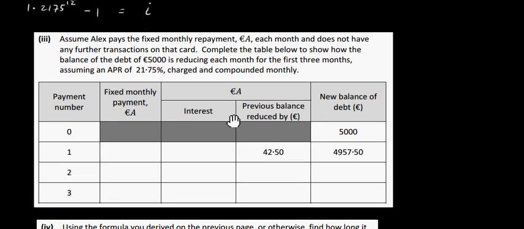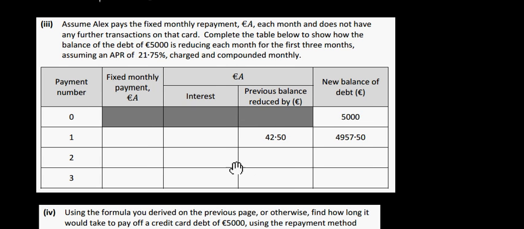Right, let's have a look at the next part then. We have a table here, and we're going to assume that Alex pays the fixed monthly repayment A each month and does not have any further transactions on his card. So he's going to pay back 125 euros per month. That's what we worked out in part 1. Complete the table below to show how the balance of the debt of 5,000 euros is reducing each month for the first 3 months, assuming an APR of 21.75%, so an annual rate of 21.75%, charged and compounded monthly.